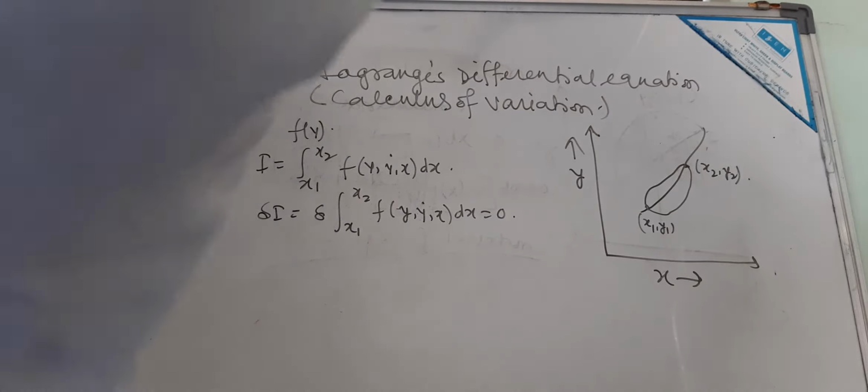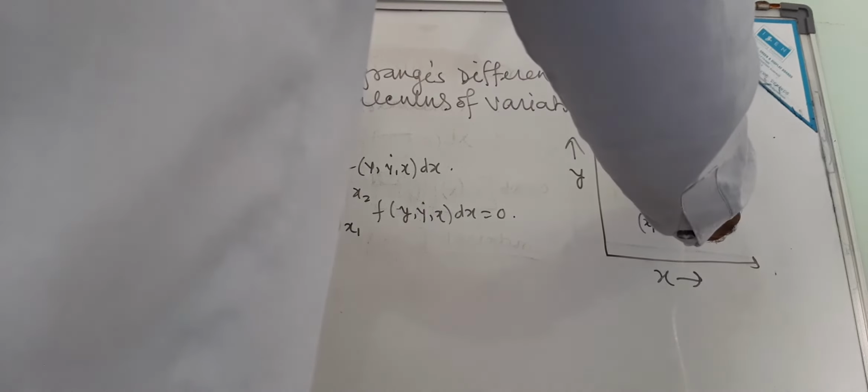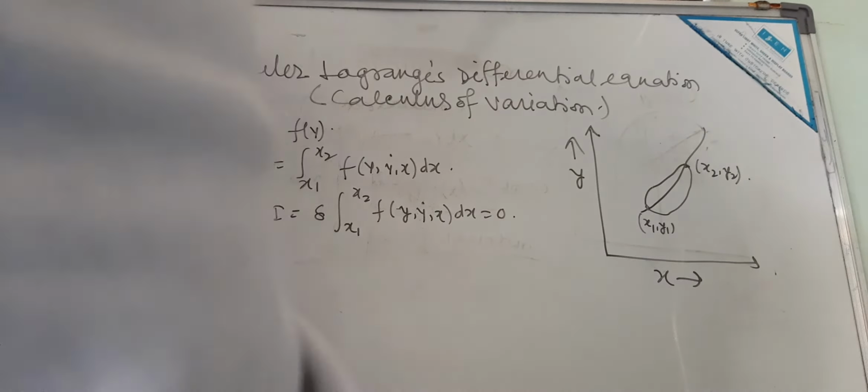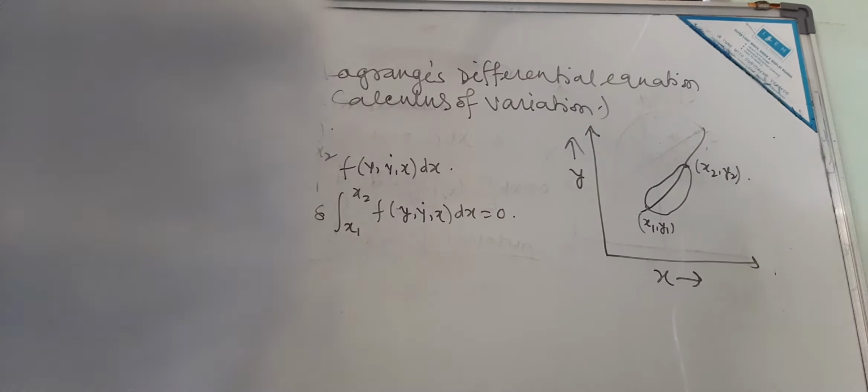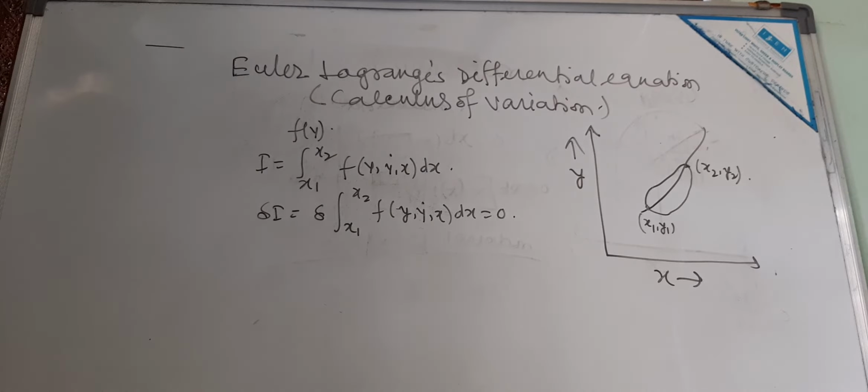So we'll find the possible path of the motion. This is point 1 to point 2. The particle goes from this point to this point, and there may be various possible paths. So we'll discuss what happens to the variation when it goes along the various possible paths.